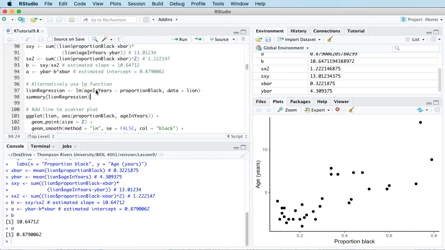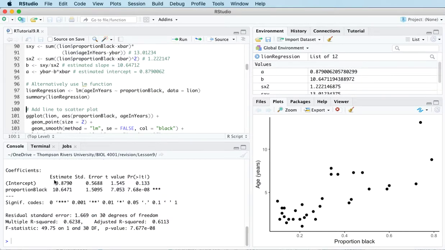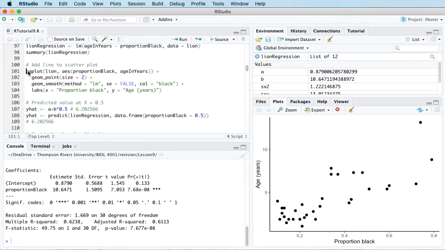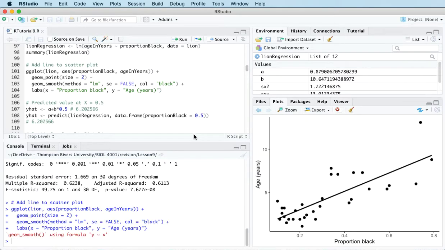The syntax works like this: we put the response variable first and then a tilde symbol. The tilde symbol is usually in the top left corner of the keyboard, and then we put the predictor variable after the tilde. That fits the model, and then we can summarize it and read off the estimated intercept and the estimated slope. Let's add that line to my scatter plot. So there is the simple linear regression line on the scatter plot.